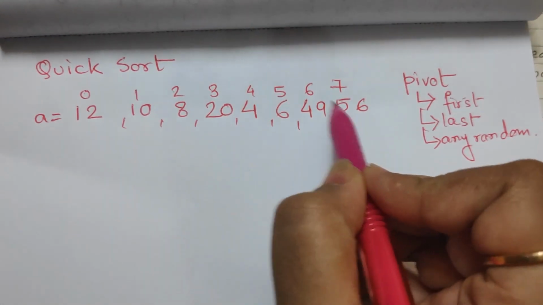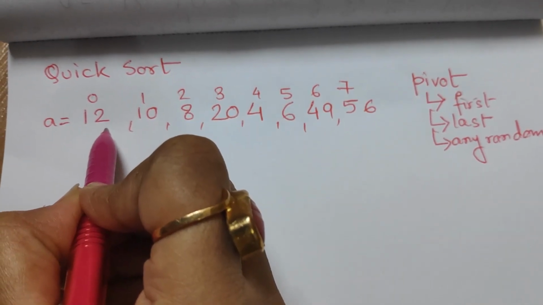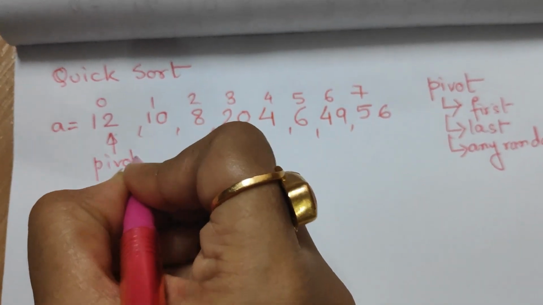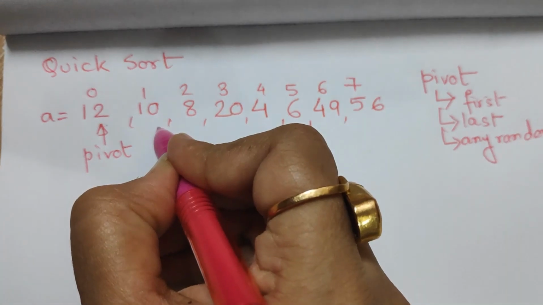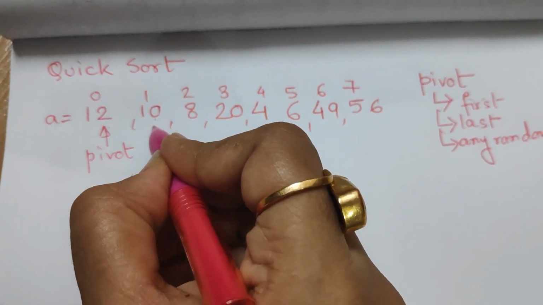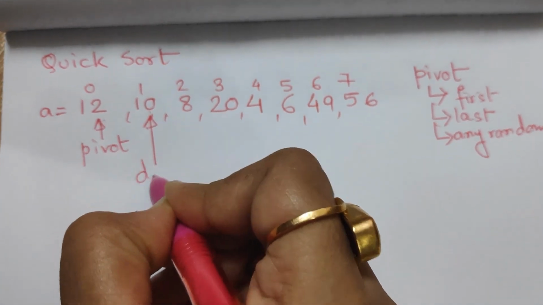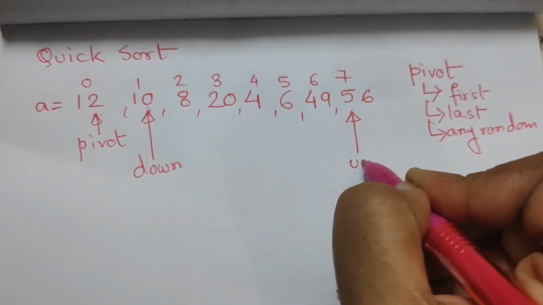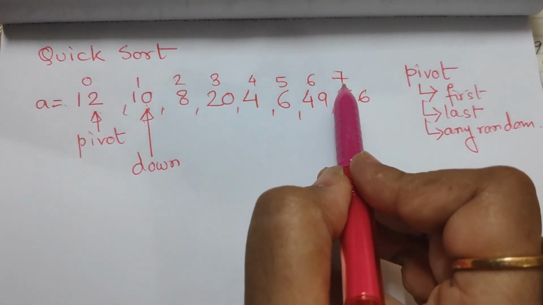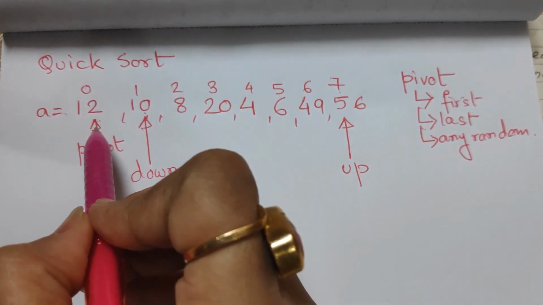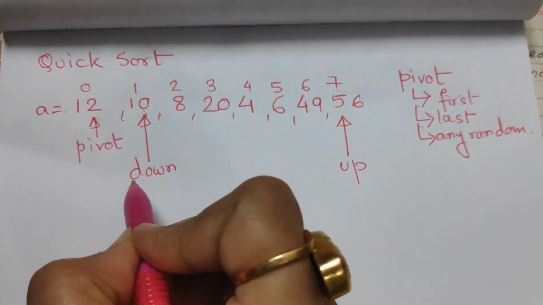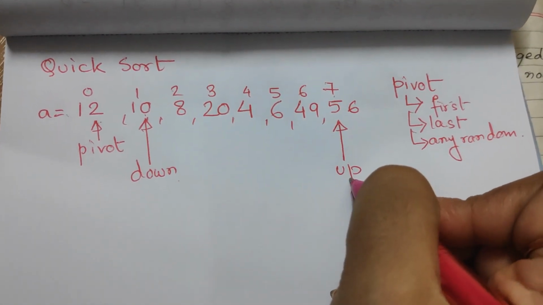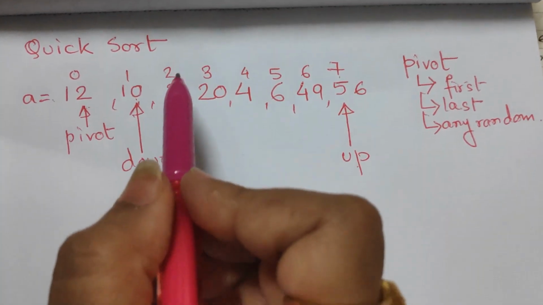So in this array, this 12 is the first element. So for us, this will be the pivot element, right? Now, we will start from this index. We will call this index down, and we will call this index 7 up. You see, there are a total of 8 elements in the array. The index just after the pivot we name down, and the last index we name up.